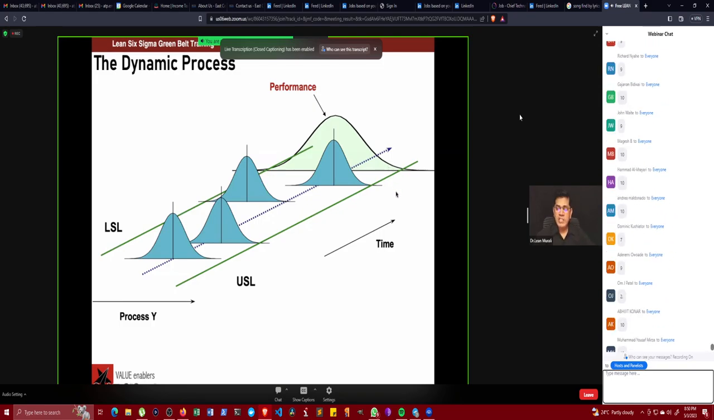Fantastic. This is how you should understand. Individually you calculate CP, CPK, but overall it is PP, PPK.